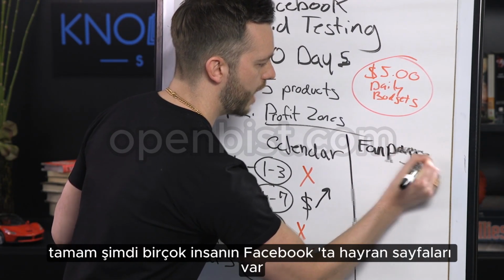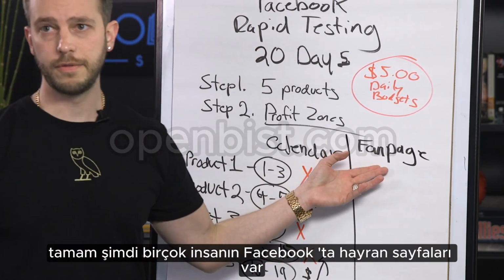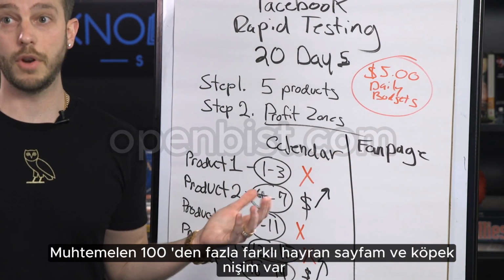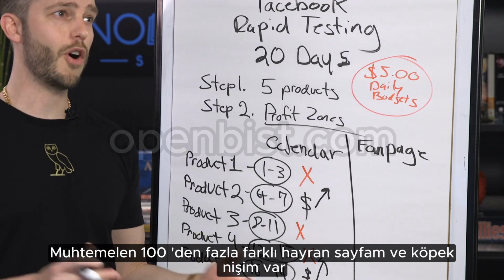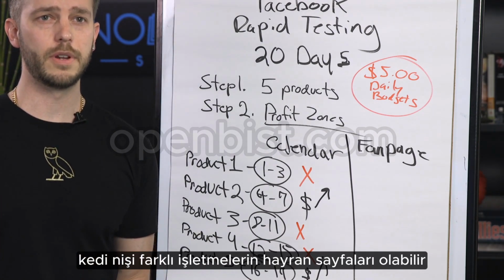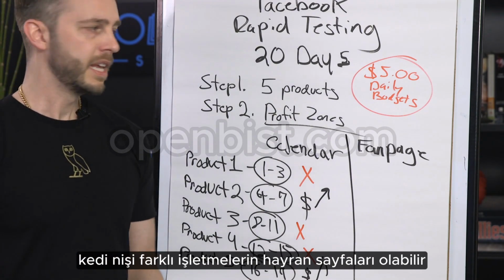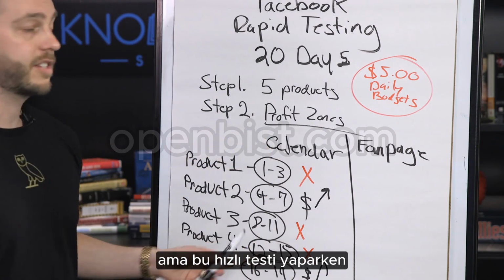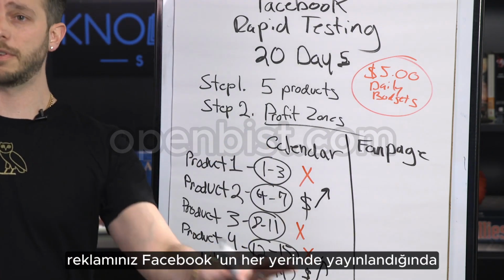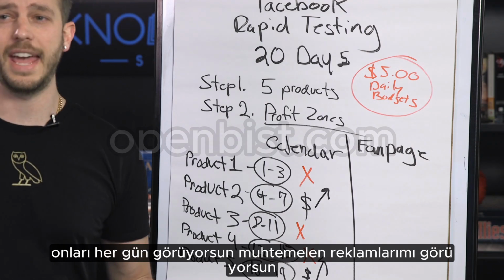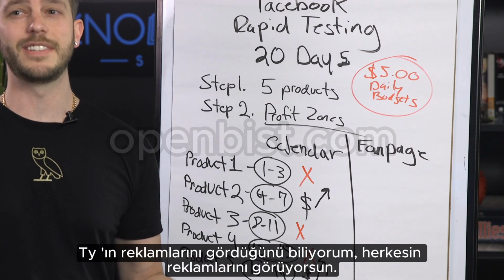All right. Now, a lot of people have fan pages on Facebook. I have probably over 100 different fan pages, in the dog niche, the cat niche, could be different businesses' fan pages. But when you're doing this rapid testing, when your ad is going out all over Facebook, right? You see them every single day. You probably see my ads. I know you see Ty's ads.